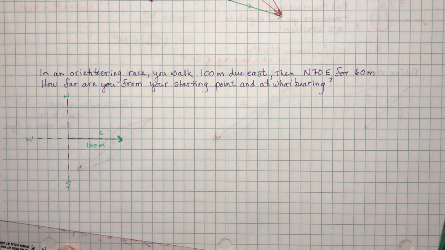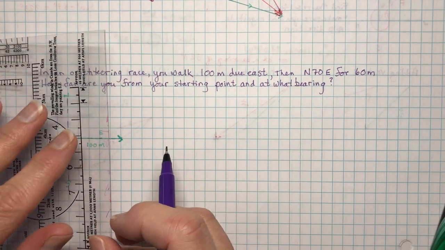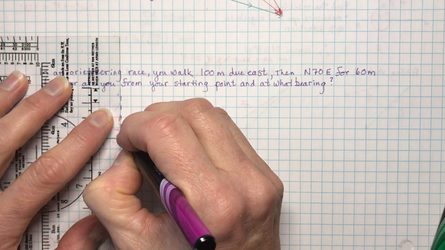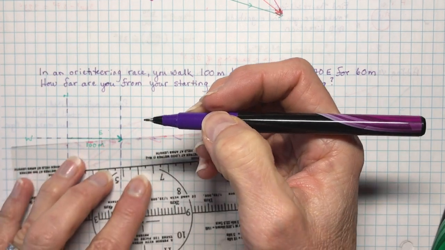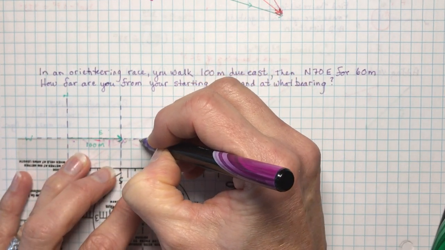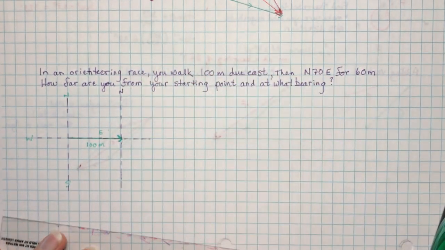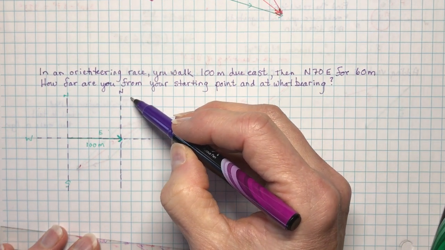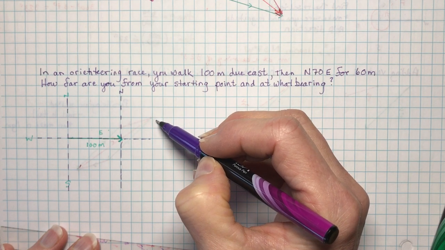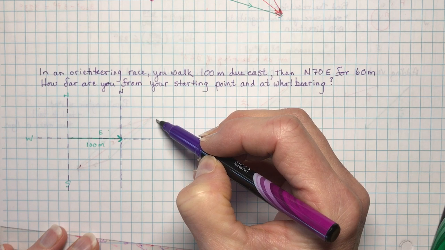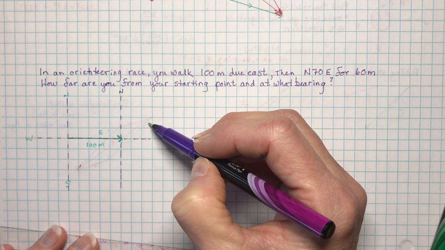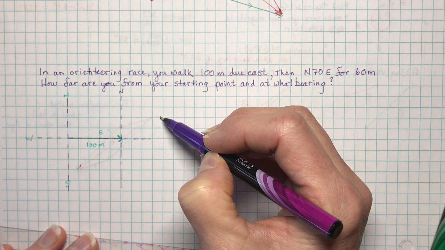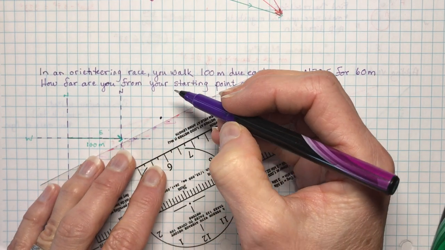So never fear. Draw yourself another set of north, south, east, west. So I'm going to do north, south, east, west here. So here's another compass setting. It's still north, right? Doesn't matter how many of these I draw. This is still north. So from here, I'm going to go north 70 degrees east. So I go north 70 degrees. So 70 degrees is probably about this far for 60 meters. So let's say that's 20, 40, 60. Let's say it's about here. Doesn't have to be exactly to scale here. Okay, so here's my north 70 degrees east.